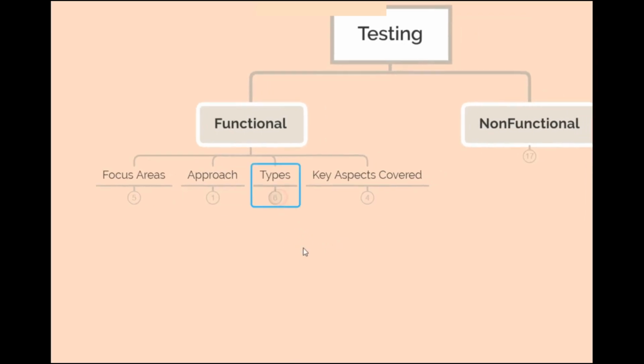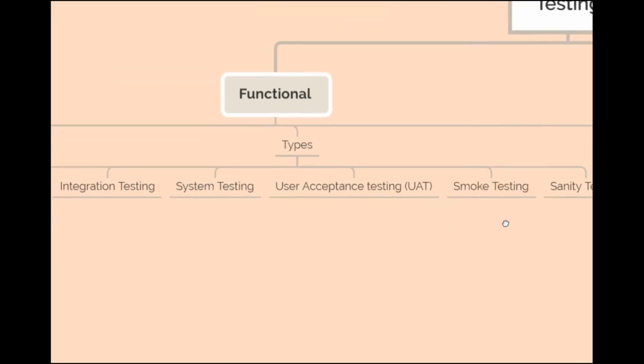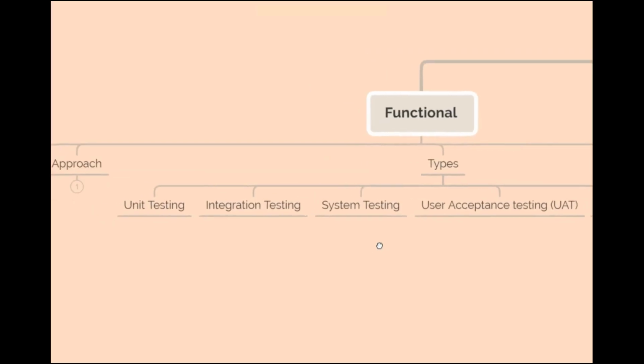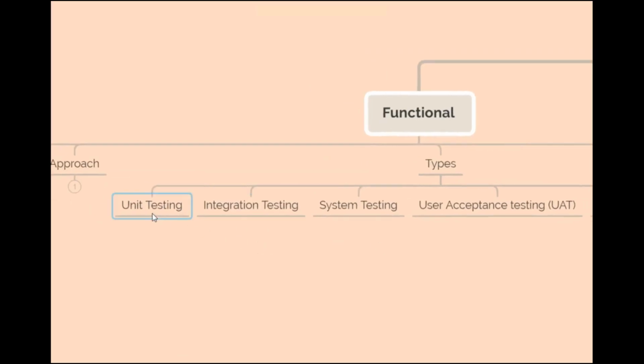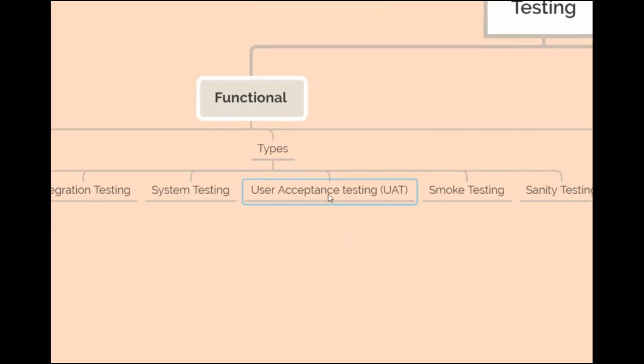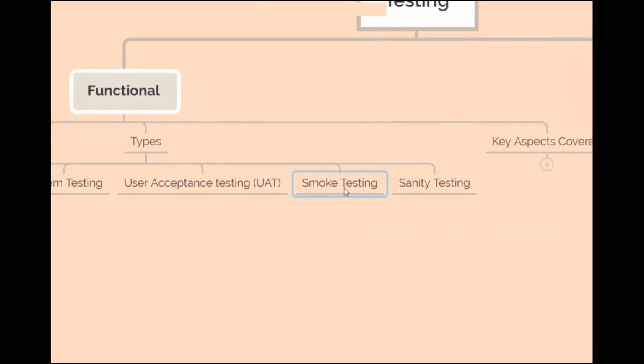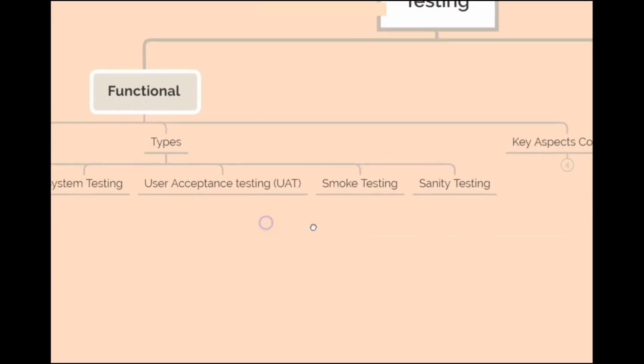Related to types, we have the following types. We have unit testing, integration testing, system testing, user acceptance testing like UAT, smoke testing, and sanity testing.